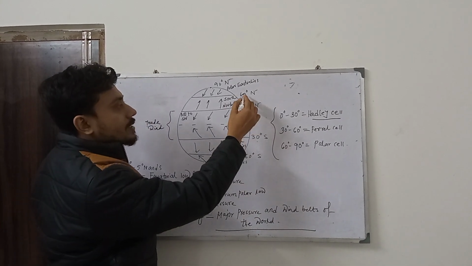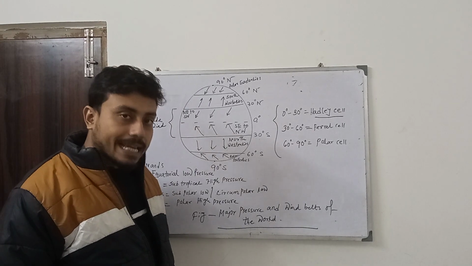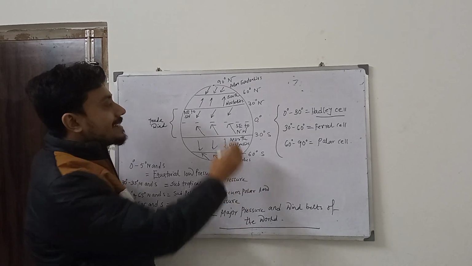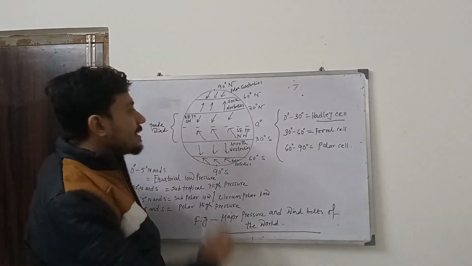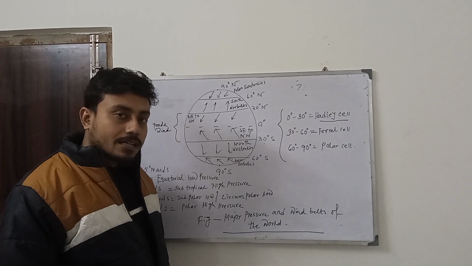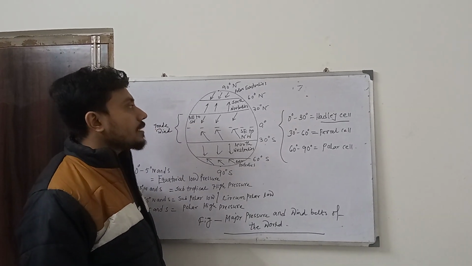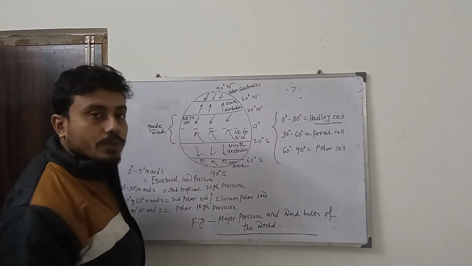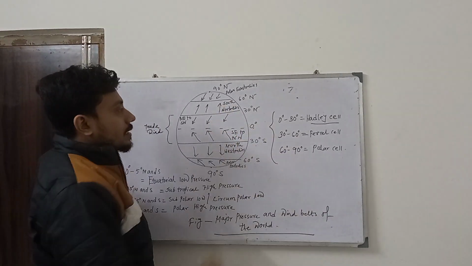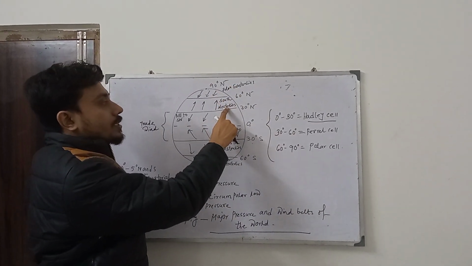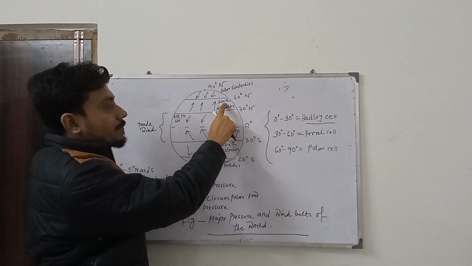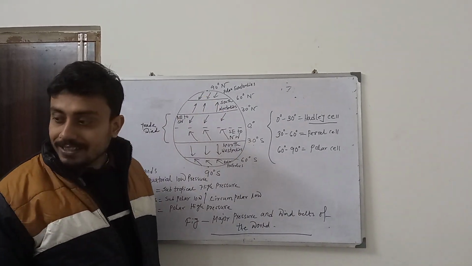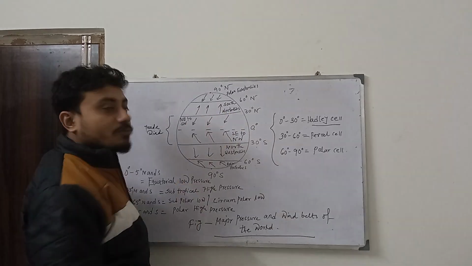Then 30 degree to 60 degree is the temperate zone, not too hot and not too cold. Here one region is known as the subpolar low pressure zone, or circumpolar low pressure zone. In the northern hemisphere there are southwesterlies, which means a south to northward flow of the wind.